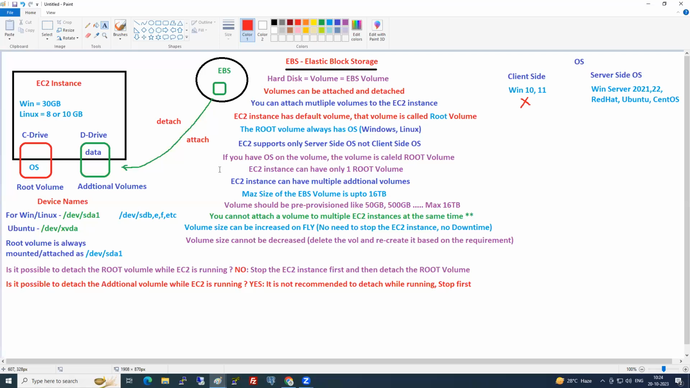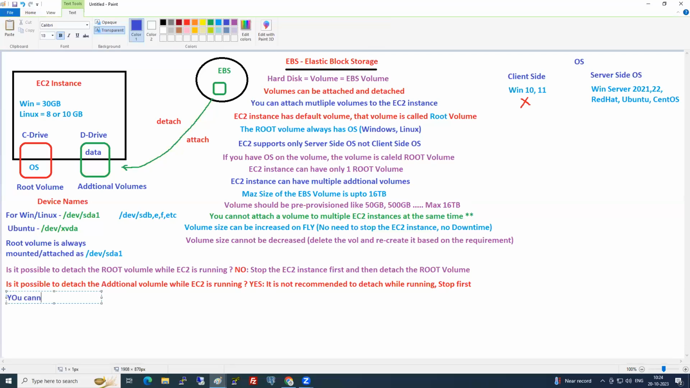See here, guys, I have an EC2 instance and a root volume is attached. Can I delete the root volume while it is running? What do I need to do? Stop it, and first I need to remove, that is, detach. You should use the word detach. So you cannot delete the root volume while it is running. First you need to detach the root volume and then delete it if required. So that is also one more thing you can write here.